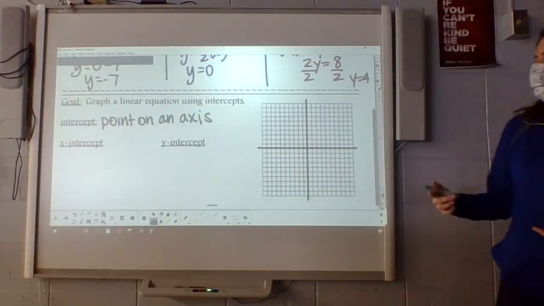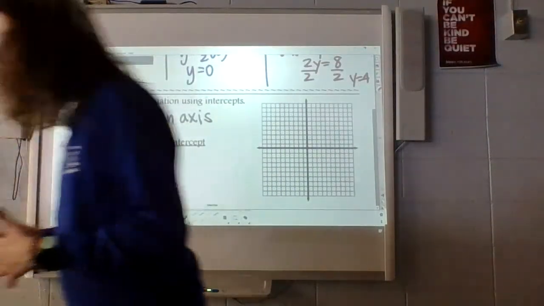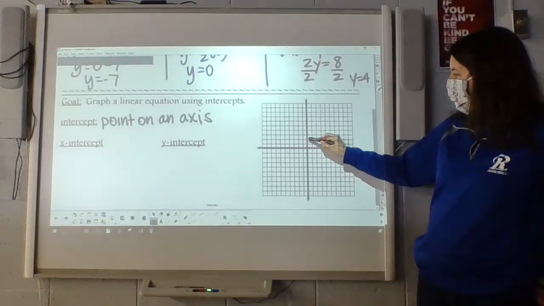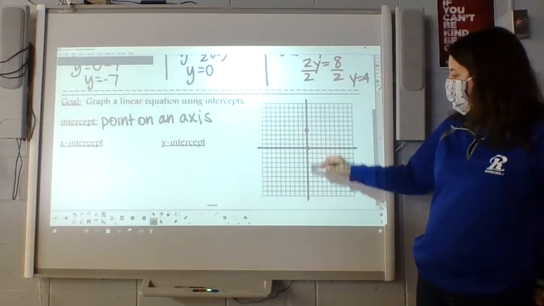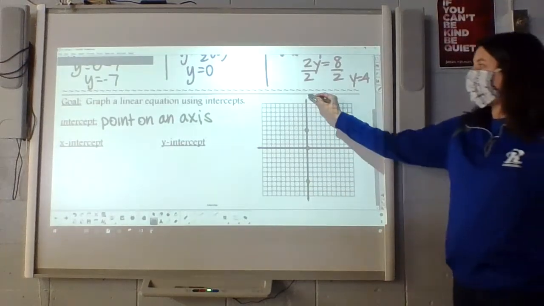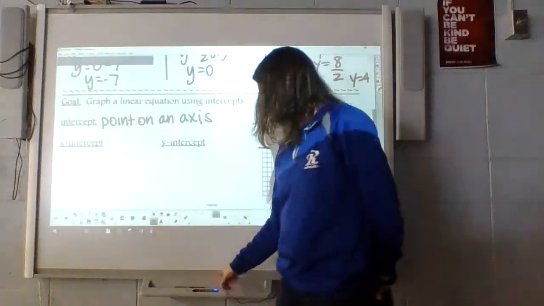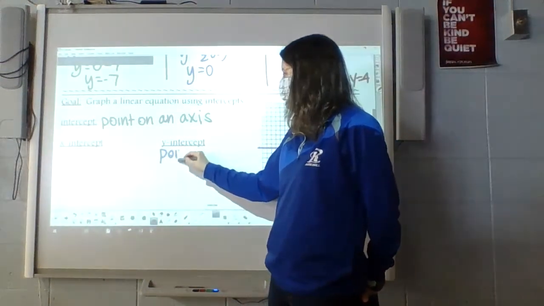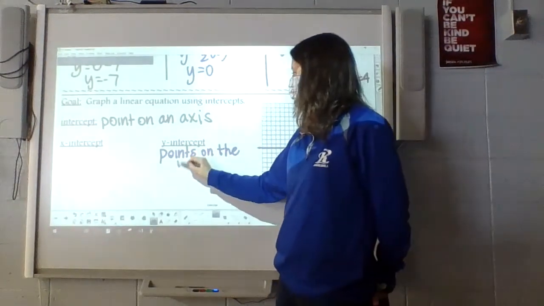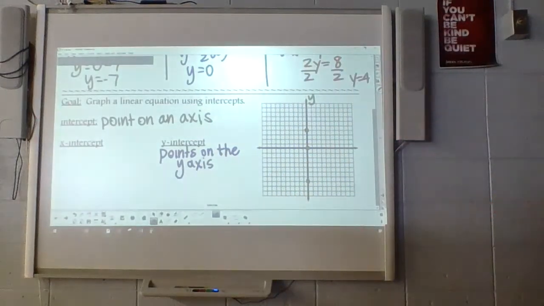Actually, I might just put all of them on there. So (0, 4), (0, 0), (0, -7), all of these points are called intercepts. Since they're on the y-axis, they're called y-intercepts. So these are points on the y-axis, and for all of those points, x would equal 0.